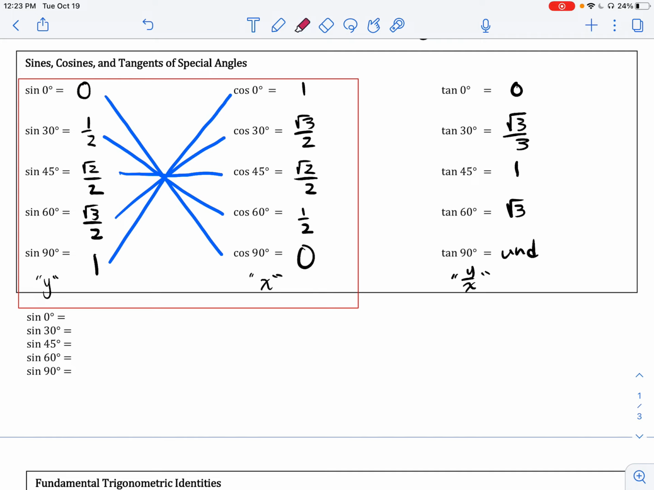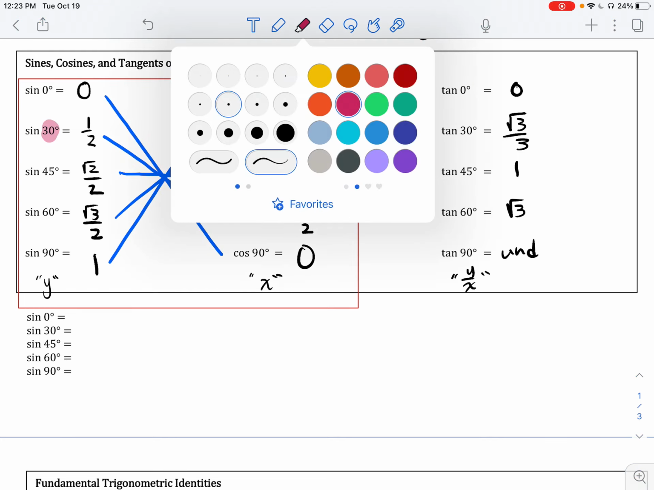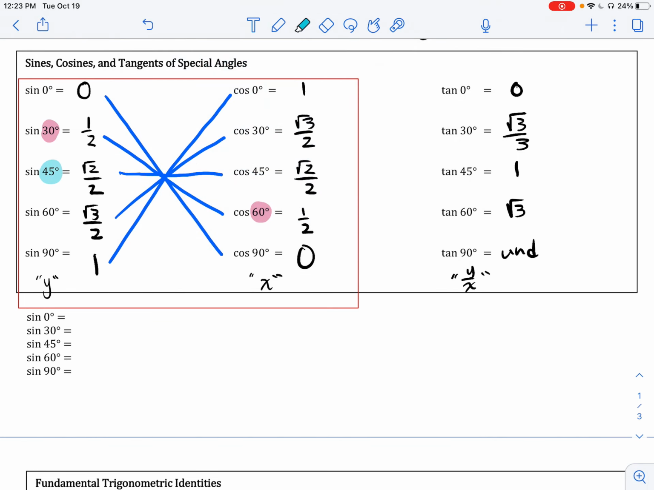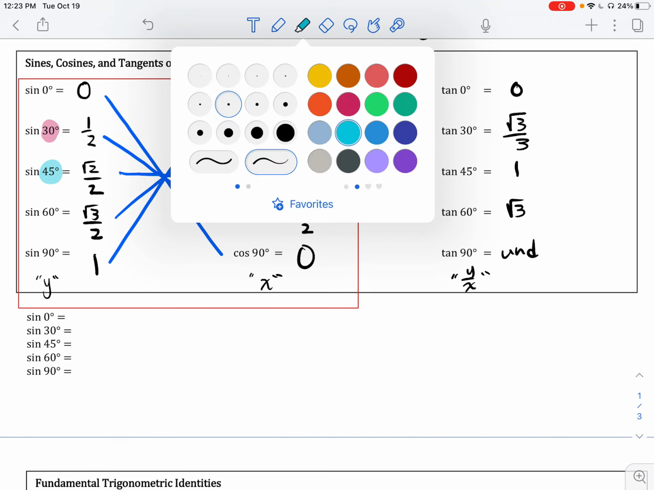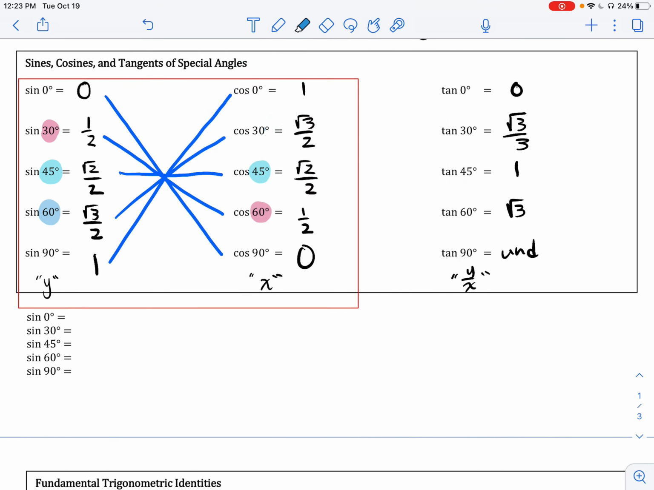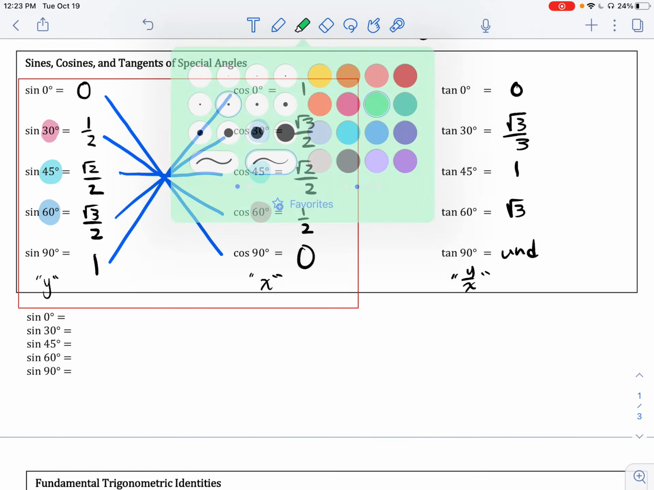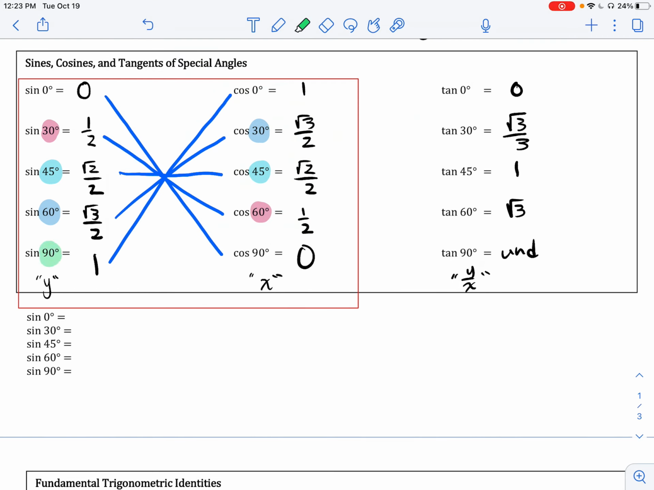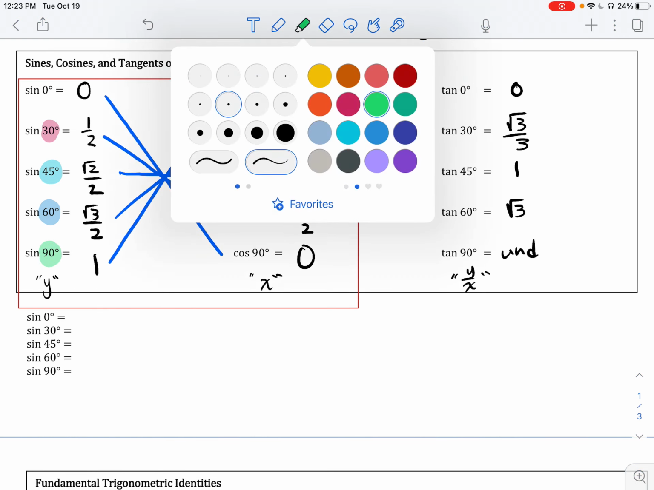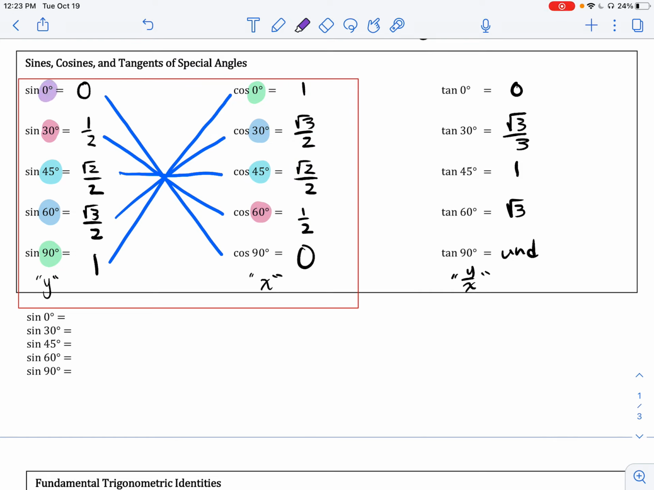Specifically, look at these angles. Sine of 30, cosine of 60. Sine of 45, cosine of 45. Sine of 60, cosine of 30. Sine of 90, cosine of 0. And I should also do this as well. Now, do we see the relationship a little bit more clearly?